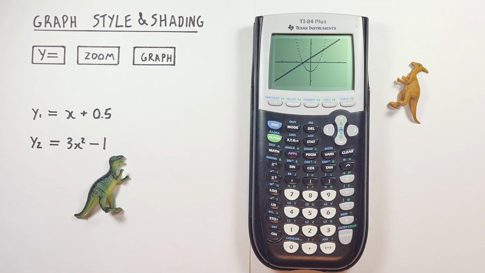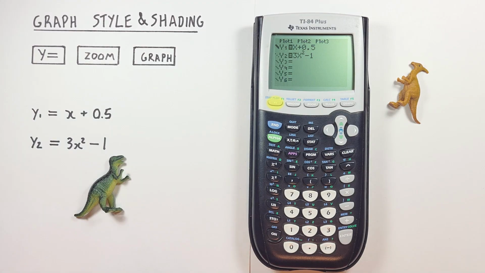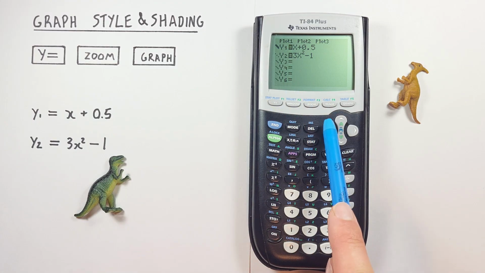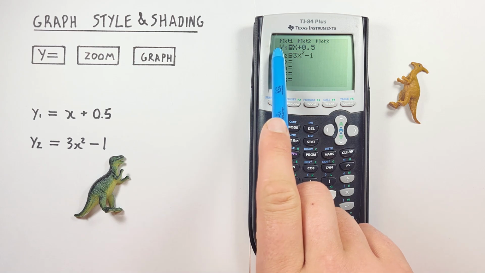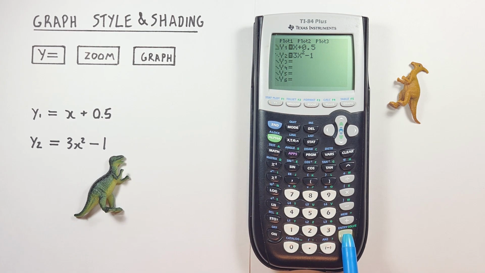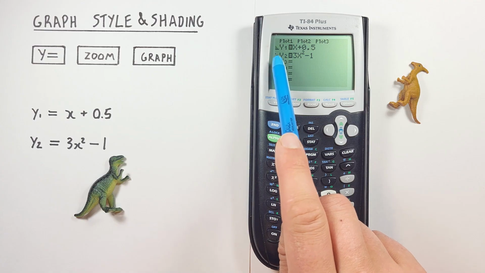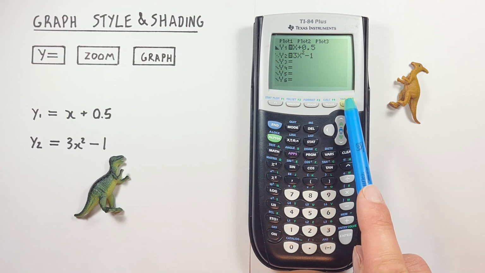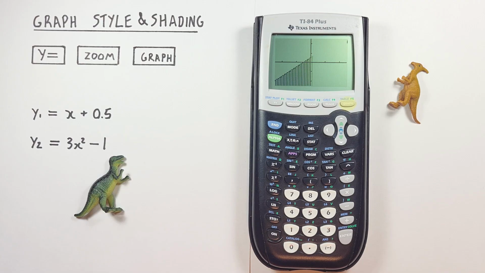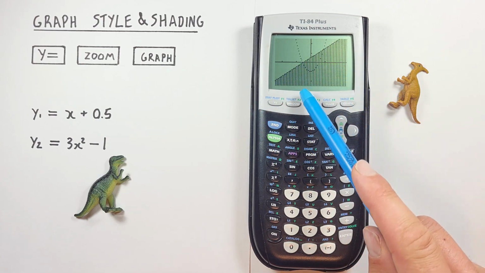We can also use this to shade areas if we go back to our Y equals menu. For example, let's shade in the area less than or below our Y1. So we highlight that and then scroll through until we see a triangle facing downwards. Now if we graph that, we see the area underneath our line or our function has been shaded or highlighted.